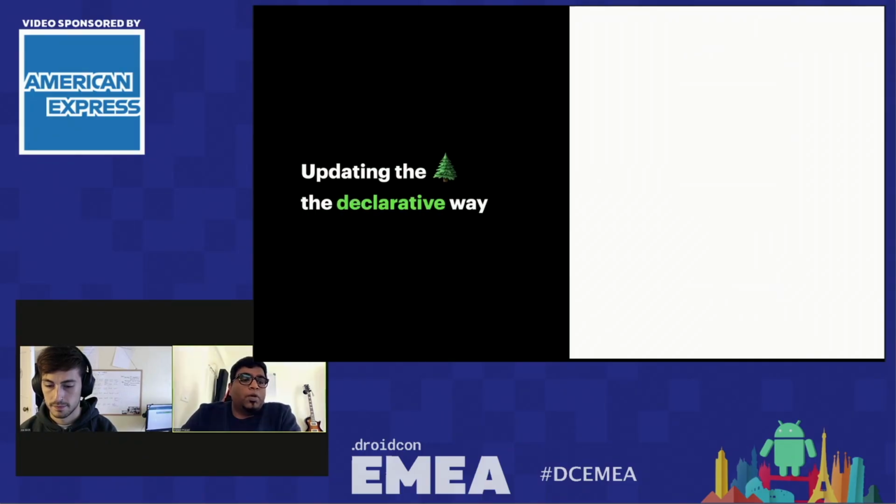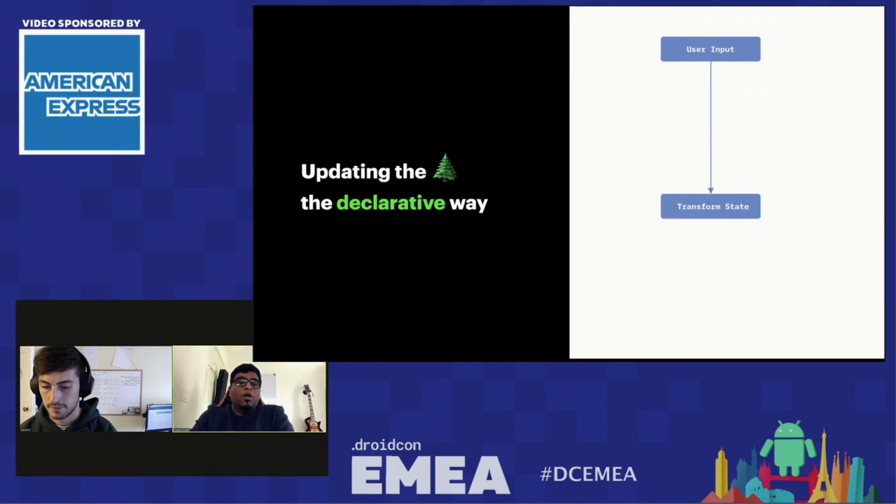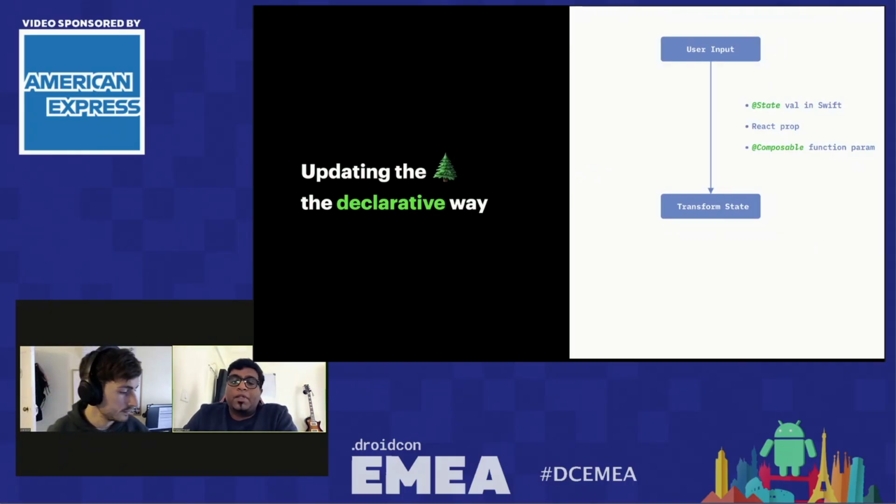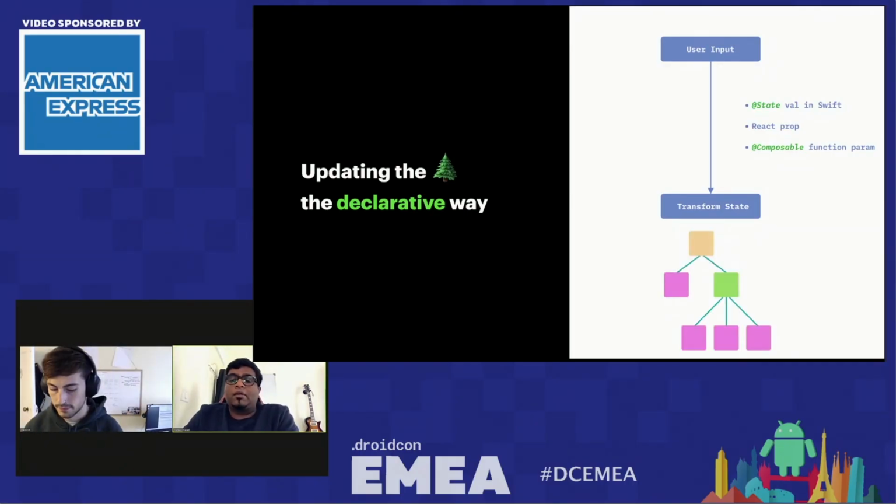When compared to the way in which we do this in declarative UI frameworks, there's a user input which transforms the backing state of the app. And this backing state could be a state val in Swift, a React prop, or a composable function for Android. This transformation then commits a new tree entirely.